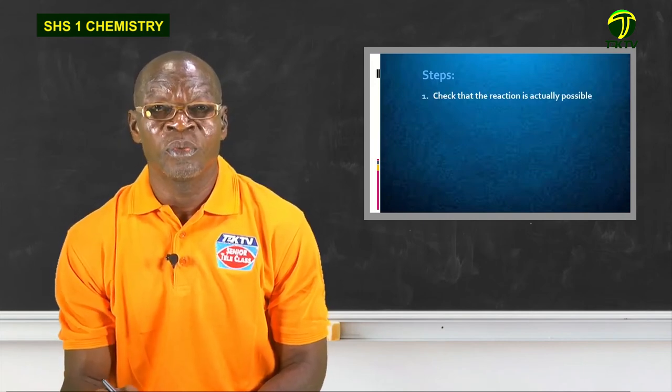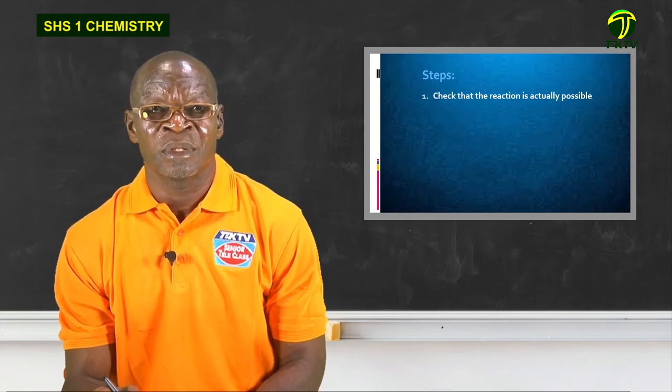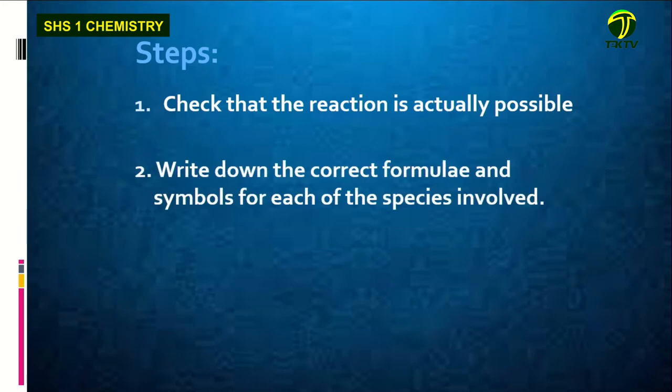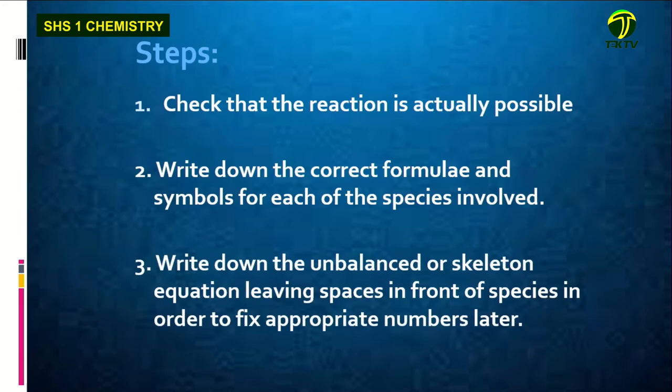Now, what steps do we follow when we want to balance a chemical equation? First, we have to check whether the reaction is possible or not. If the reaction is not possible, it will be difficult to balance it. The second step is that we write down the correct formulae and symbols for each of the species involved. Don't forget, when we discussed the symbols, I told you about sodium chloride, chlorine: the first C is capital, but the l is not capital, it is small. So don't forget that. Then the third step: we write down the unbalanced or skeleton equation, leaving some spaces in front of the species in order to fix appropriate numbers later. We don't change the formula.